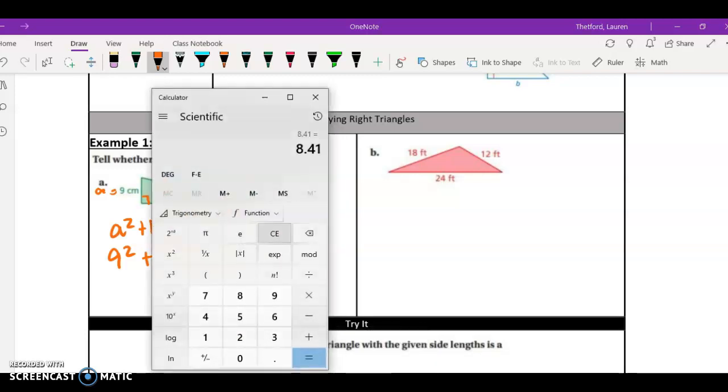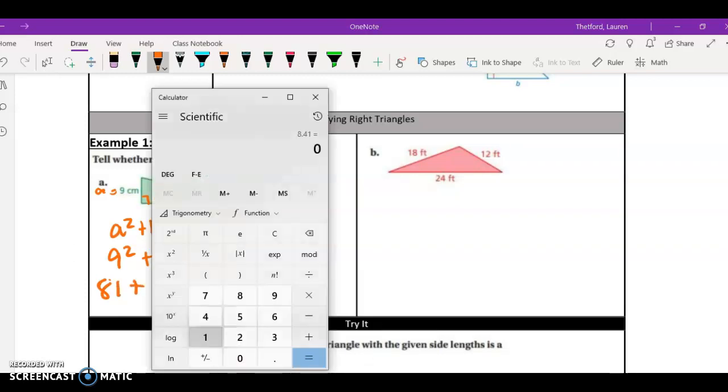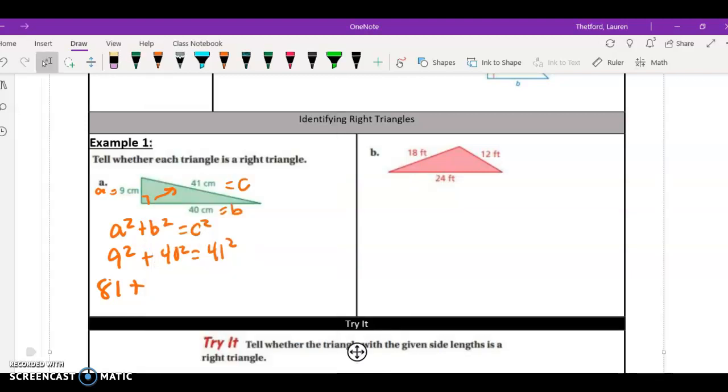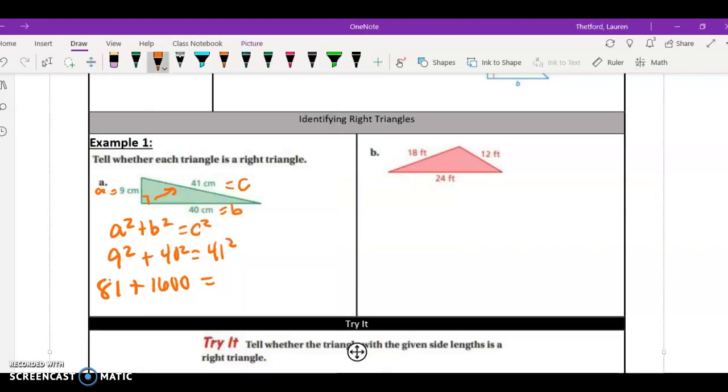And so we know 9 squared is 81 because 9 times 9 is 81. 40 squared gives us 1600, equals 41 squared, which is 1681.